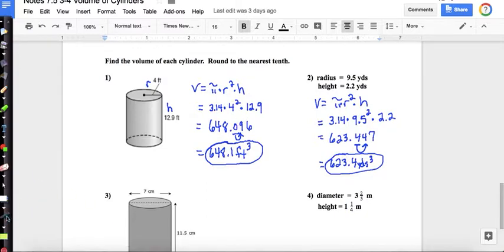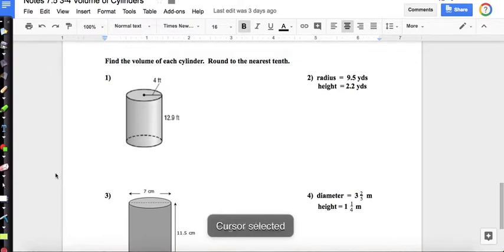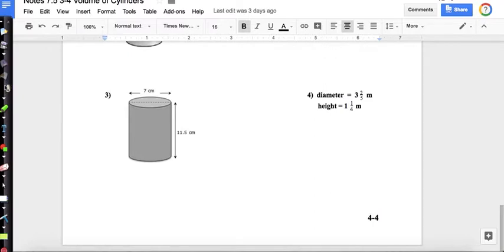Okay, let's move on to number 3. Now, number 3, I notice that the arrow goes all the way across the shape. So that means that the 7 represents the diameter. So I need to find the radius. So I'm going to take half of this number. Another way of taking half is dividing it by 2. So I can do 7 divided by 2, in my head or in a calculator if I needed to, but this is easy to do in our head, so the radius is 3.5 and the height is 11.5.